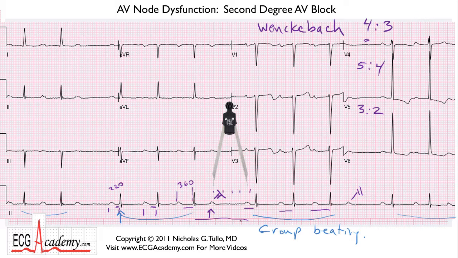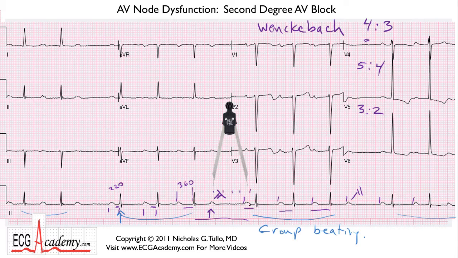You see group beating. You see P to P intervals that have to be regular. Remember, the sinus node is just beating at a regular rhythm. It's not that you have premature beats that encounter an AV node that's not quite ready to conduct. Remember, we saw a premature atrial beat that conducted with the first degree AV block in the last lesson. We'll see in the video on premature beats that you can get non-conducted premature beats because it basically catches the AV node with its pants down. But what we have here is a regular atrial rhythm, which is sinus rhythm, marching along at a regular rate.